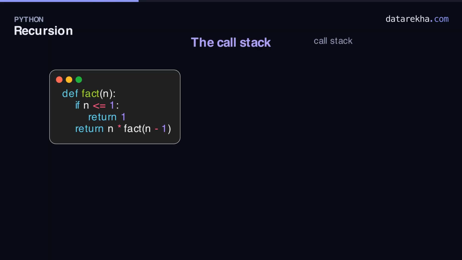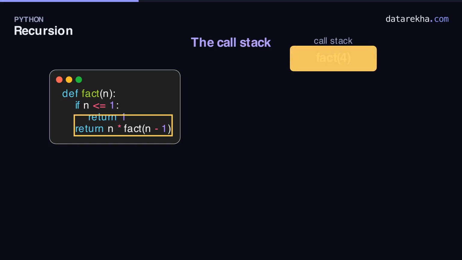Now the heart of the whole idea, the call stack. When you call factorial of 4, Python does not compute anything yet. It stacks up a frame, a little box holding this call, and then dives deeper. Let's watch the tower grow. You call factorial of 4. 4 is bigger than 1, so it needs 4 times factorial of 3. It cannot finish yet. It parks itself and waits.